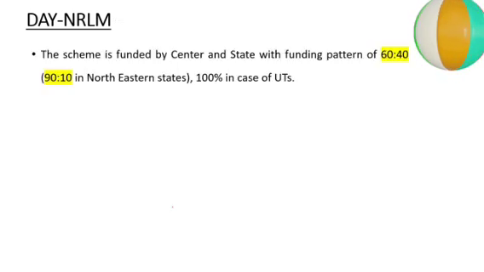This scheme is funded by center and state with a funding pattern of 60-40. In normal case, it is 60-40. In northeastern states, it is 90-10. And for union territories, 100% is being funded by central government.